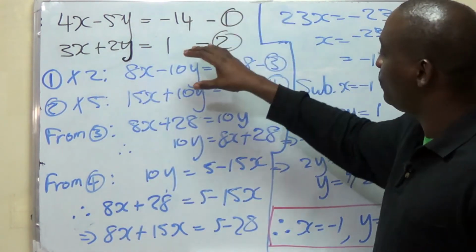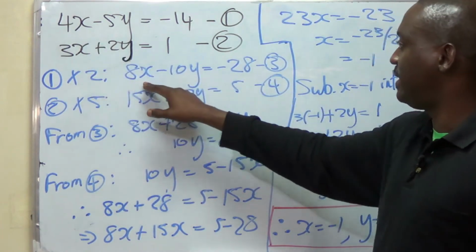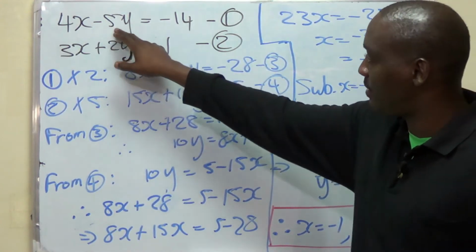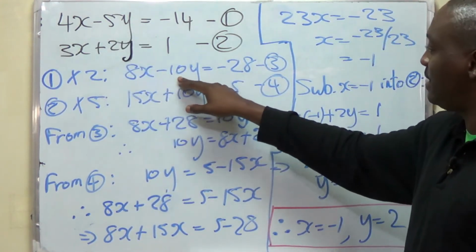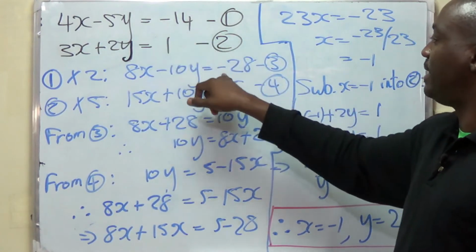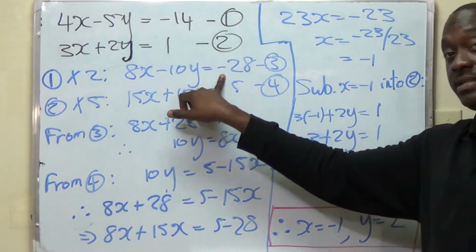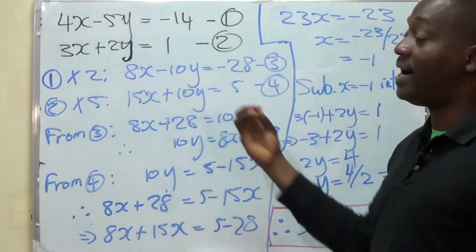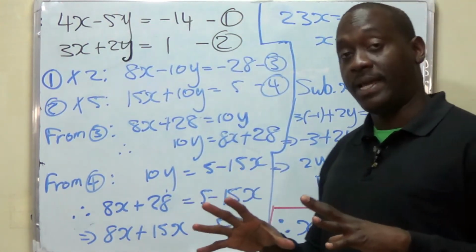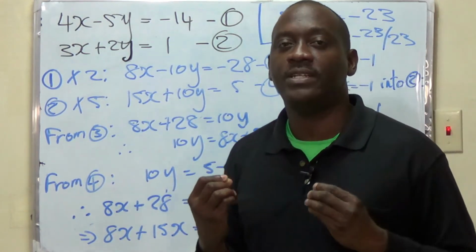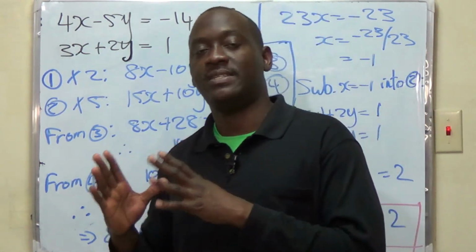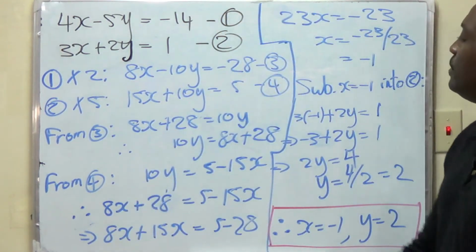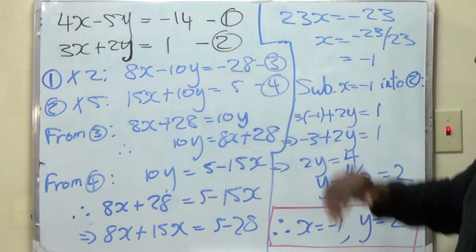So equation 1 by 2, we'll get 4x by 2 is 8x, minus 5y, sorry, by 2 is minus 10y, and minus 14 by 2 is minus 28. So we multiply equation 1 by 2 on the left and the right side. Remember, multiplying by 2 doesn't change the value of the equation so long as we do the same thing on the left side that we do on the right side. Okay, so 8x minus 10y is equal to minus 28.